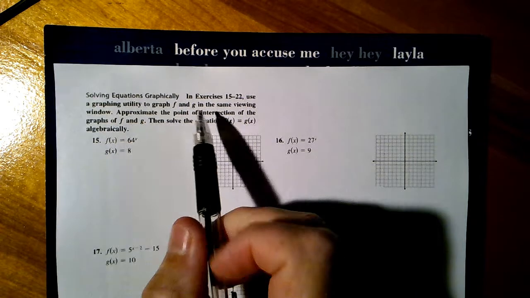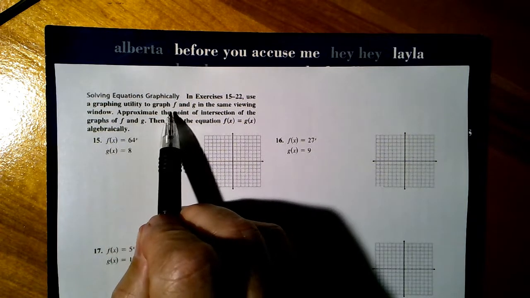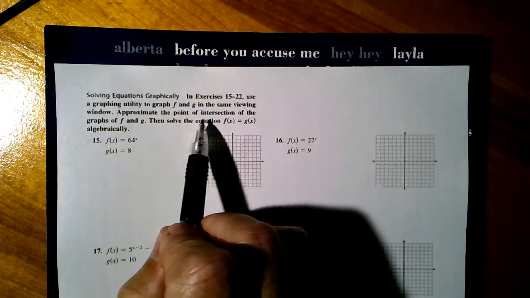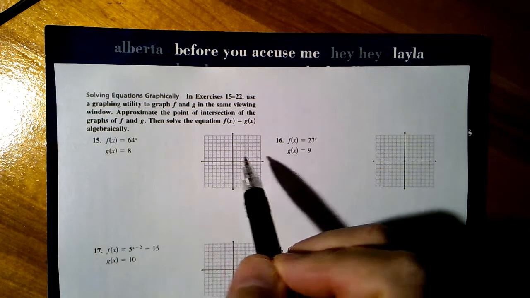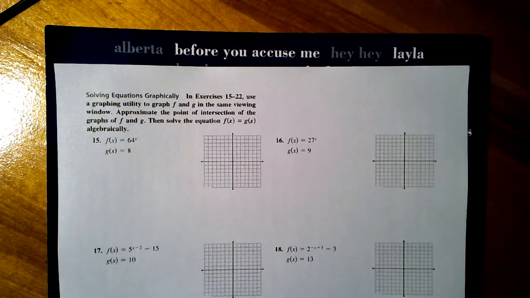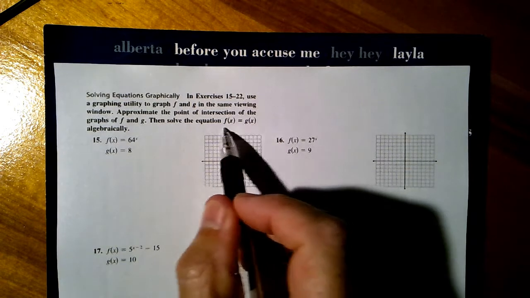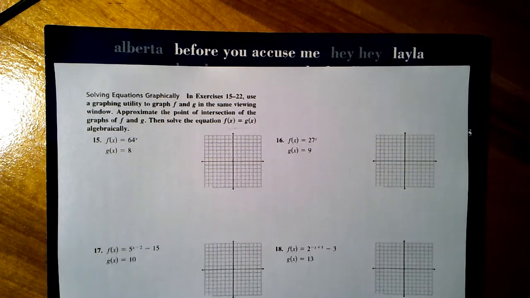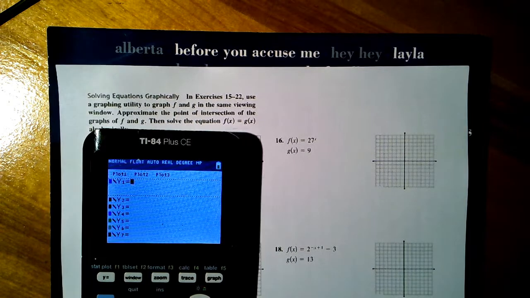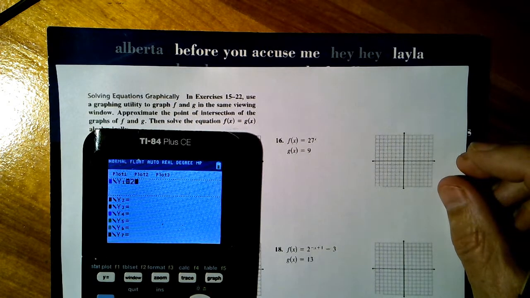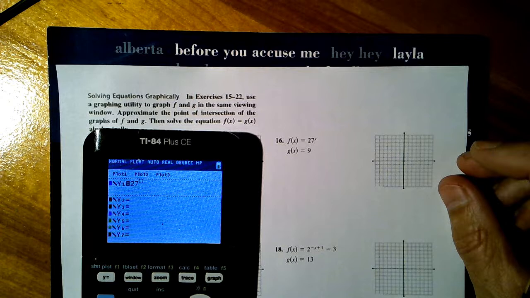So it says use a graphing calculator to graph f and g in the same viewing window, approximate the point of intersection of f and g, and then solve f and g algebraically. So we'll come back and talk about that a little bit, but believe me, we're going to be solving some things algebraically. So here we go, 27 to the x.